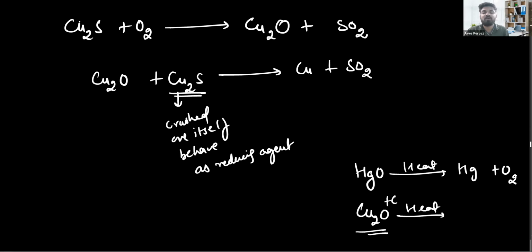So for example, if I have 10 particles of this one, 3 out of 10 get converted into this one. So these 3 will react with the remaining 7 to give this copper. As soon as it is converted into this one, it starts reacting with the unconverted ore, or we can say the remaining ore. So this process continues. So here crushed ore itself behaves as a reducing agent. Okay. Note it down fast.